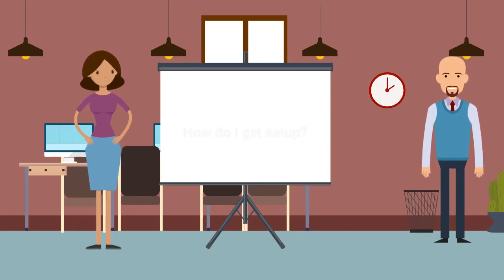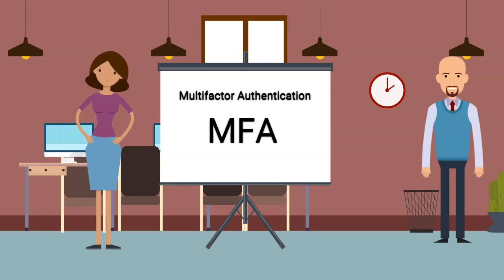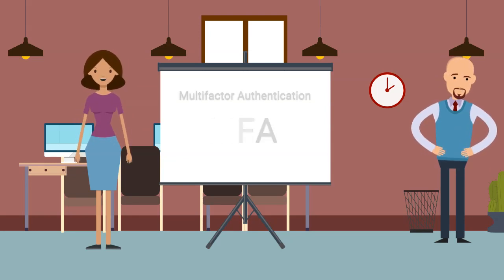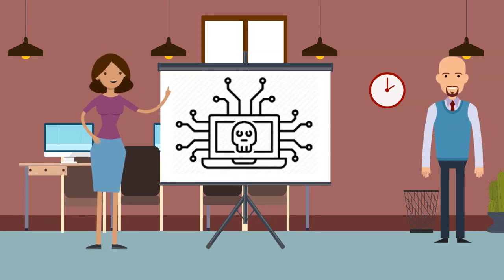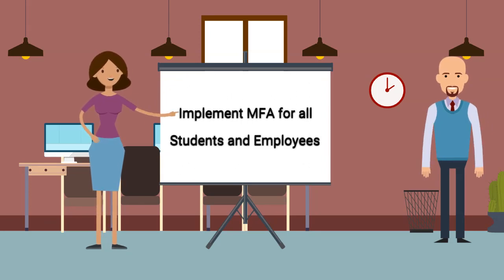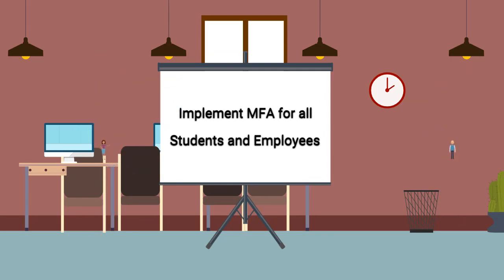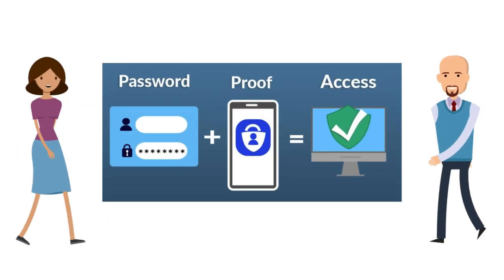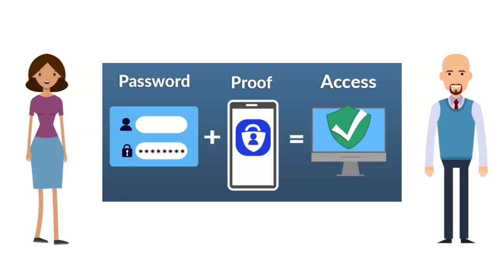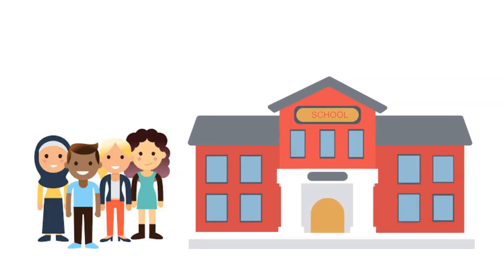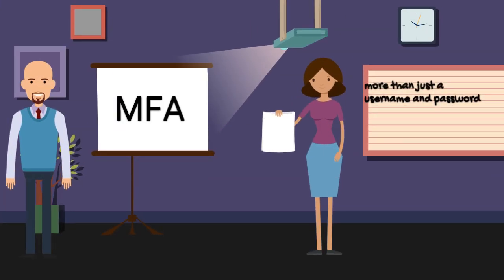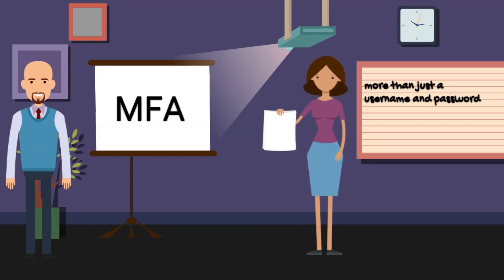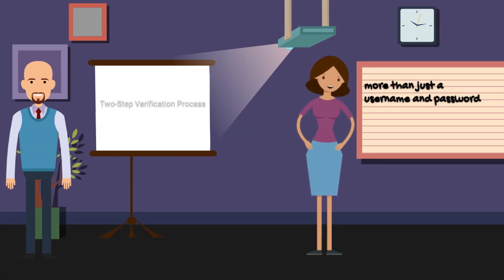First, let's talk about what multi-factor authentication, also known as MFA, is. As a preventative measure to cyber attacks, the Chancellor's Office has urged all CSU campuses to implement MFA to all students and employees. MFA includes a second layer of security that makes it more difficult for hackers to gain control of your computer accounts and devices. MFA helps to protect people and organizations from account compromise by requiring the use of more than just a username and password. MFA verifies your identity through a two-step process before granting you access to an application.